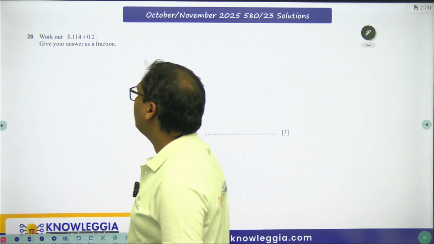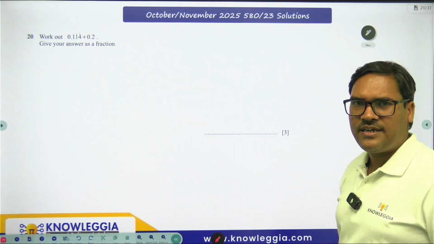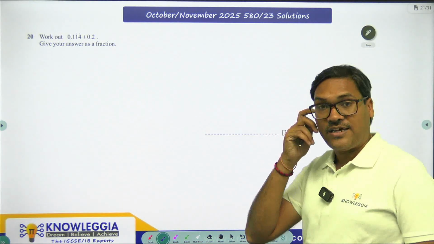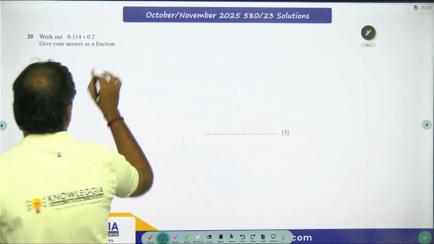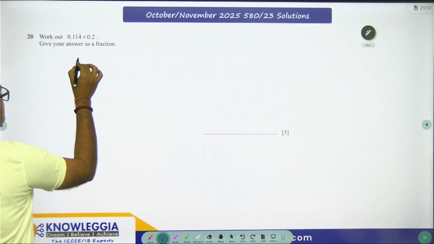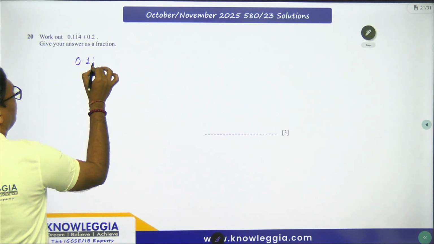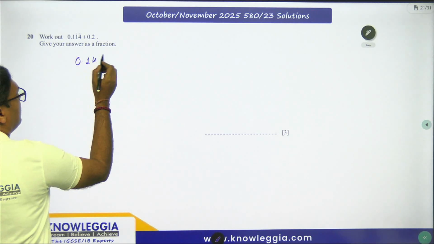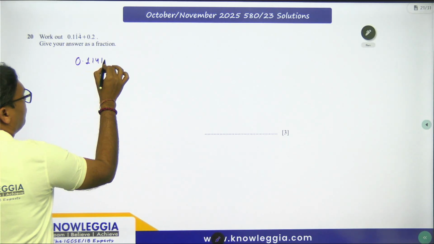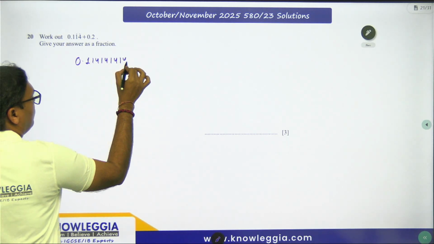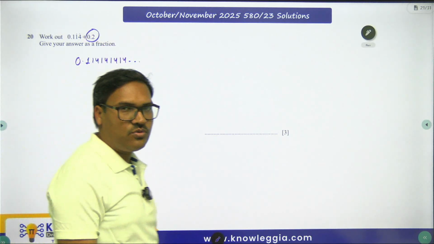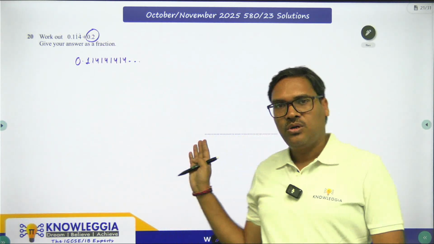Okay. Now work out this again, a standard question. You have to convert this into fractions, so you have to add these two fractions. Here first thing is 0.114 recurring. So basically this is 114, 14, 14, 14 and so on. This is recurring, and 0.2 is not recurring. So first let's convert this into a fraction.